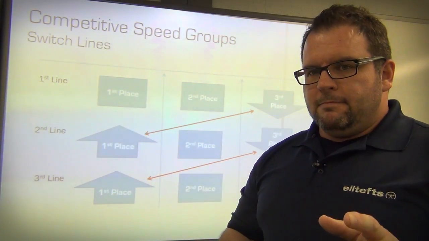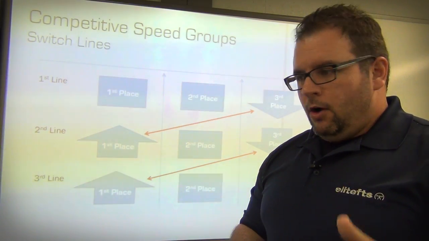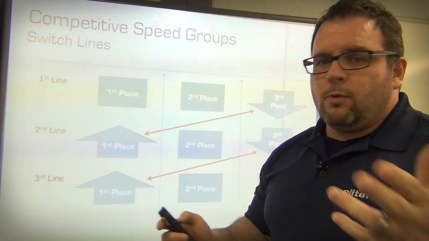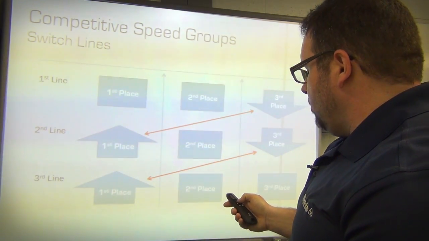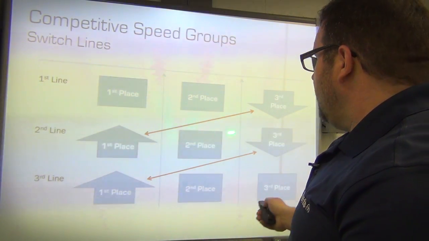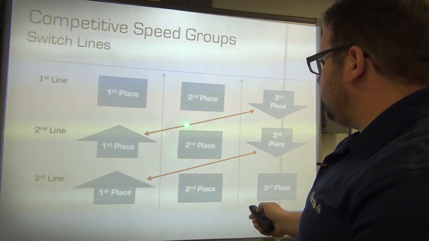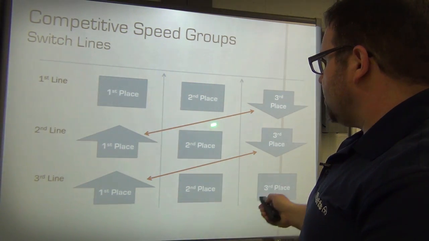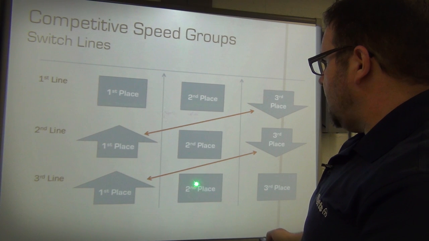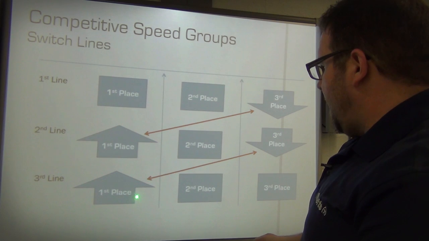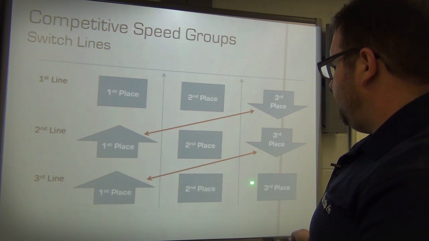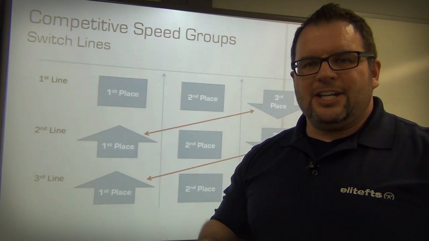So now at the end of maybe, say, every other sprint or every session, or every week, whatever it may be, now at the end of this, they'll go ahead and leapfrog. So what happens is, if I'm third place in this line, I get bumped down to this line. So these two would switch, right? Second place stays the same. If you got first place, you move up to the next line. Third place, you move back down to the next line. So now they're competing with a different set of athletes, and it changes it up.